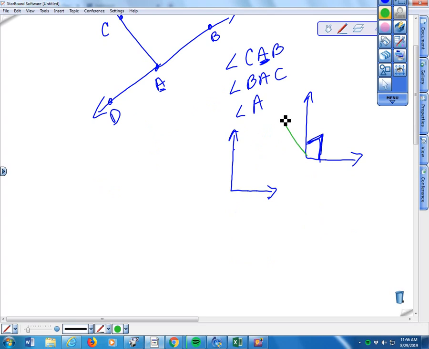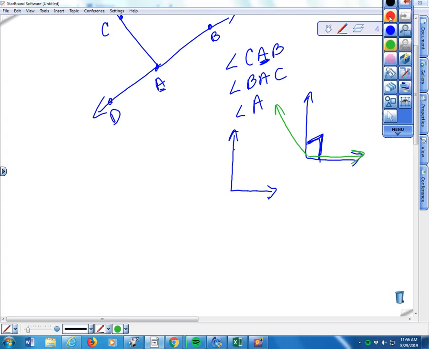So we have 90-degree angles, and then we have angles that are greater than 90, and those are called what? Obtuse. And then we have angles that are less than 90, and those are called what? Acute. Okay, so acute angles are less than 90, obtuse angles are greater than 90, and right angles are exactly 90. Those are the 3 kinds of angles.